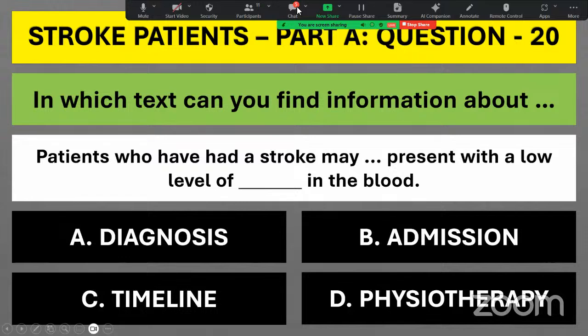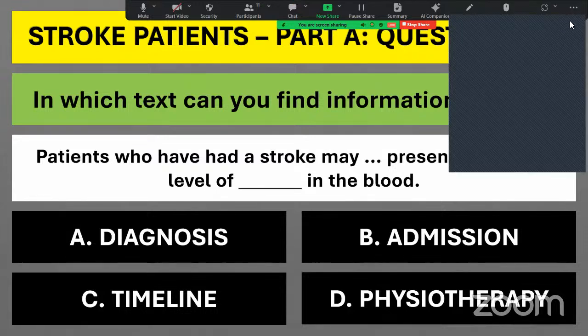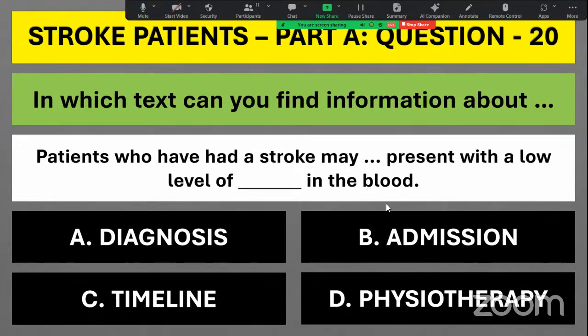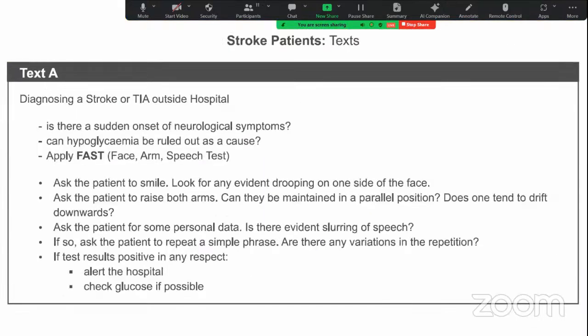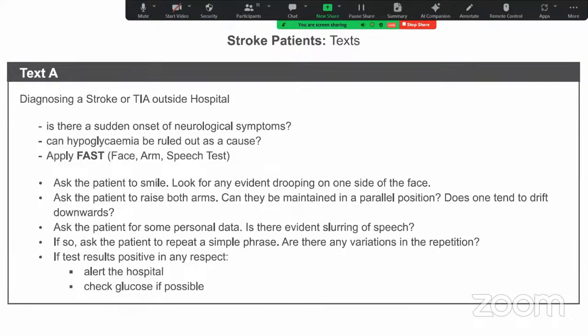So where should I go? A, diagnosis. What about the others? Okay, many students said A, so let me take you there. Come on. What should you check in the blood? Blood dash level. Yeah, come on, write your answer.